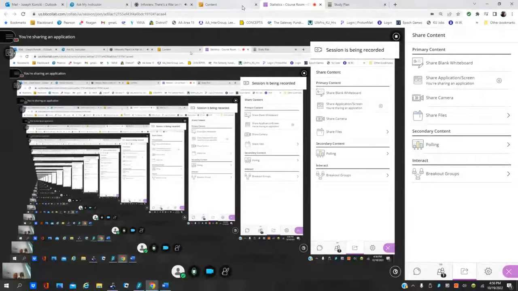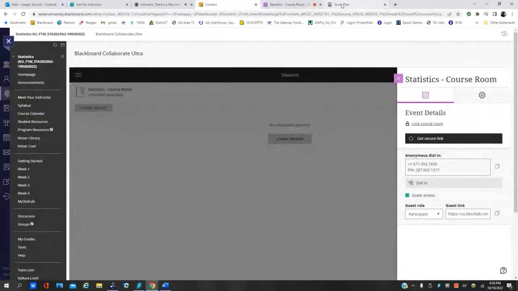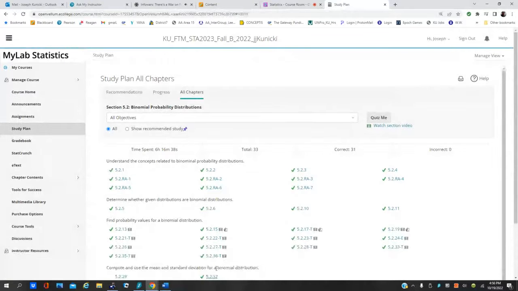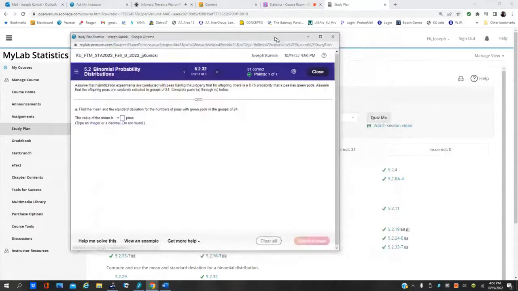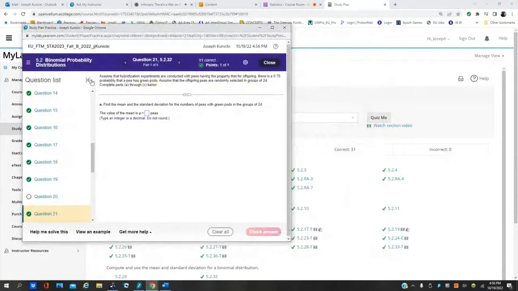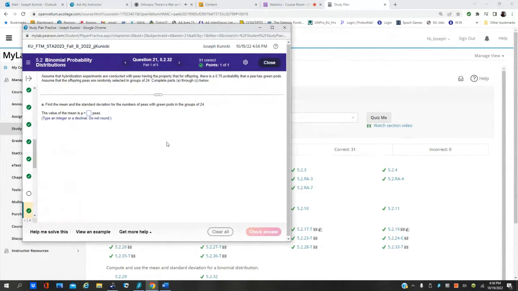Okay, let's do problem 5.2.32. It's from the binomial distribution. They want us to find mu, the population mean.